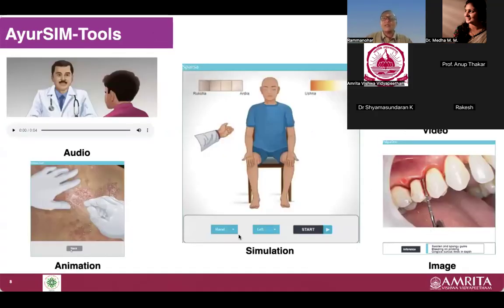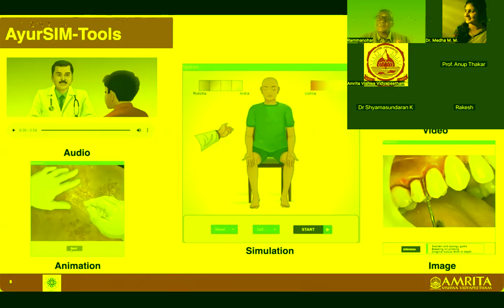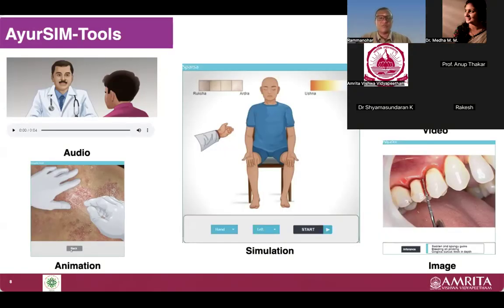And here is a quick glimpse of the various activities. So Dr. Shyam Sundar will explain to you the AyurSIM and a patient is. Activity means something. In that process, you learn something. Into an audio. You may be watching an animation. Based on that, either you will be given some information based on which you can make a judgment, or you may be asked to take a decision based on what is shown in front of you.